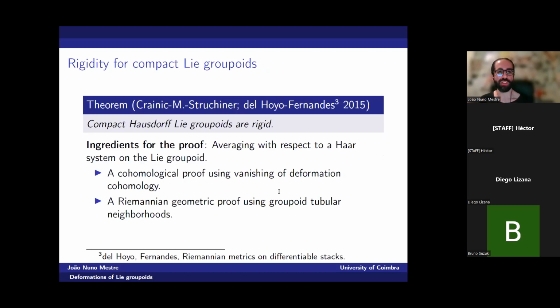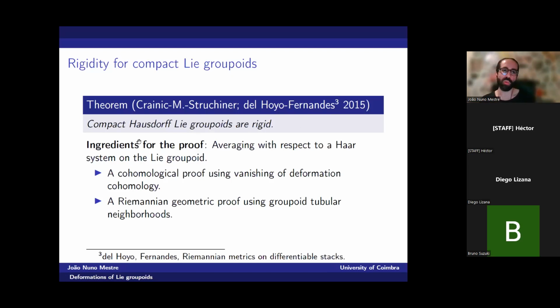Now, in joint work with Marius Crainic and Ivan Struchiner, we proved that this generalizes to groupoids. So if we start with any compact Lie groupoid, which additionally is Hausdorff, something that in general we don't always ask of a Lie groupoid, but if we start with a compact and Hausdorff Lie groupoid, it's always going to be rigid. No matter how much we try to deform it, it stays isomorphic. And this was also proved independently by Matias del Hoyo and Rui Loja Fernandes. They used more Riemannian geometric techniques.